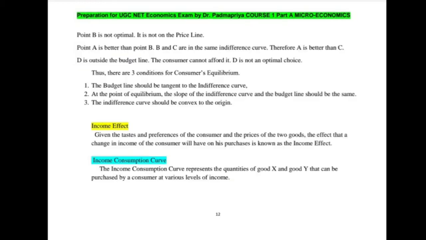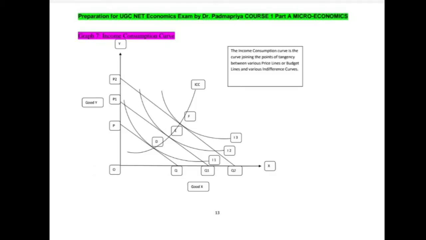Now we come to the concept of income effect, which is nothing but the change in purchases because of changes in income. Now we have the concept of income consumption curve, which represents the quantities of good X and good Y that can be purchased by a consumer at various levels of income. Now in graph 7, we see the ICC curve, which is the curve joining the points of tangency between the various price lines or budget lines and various indifference curves. So we have the income consumption curve passing through D, E and F.